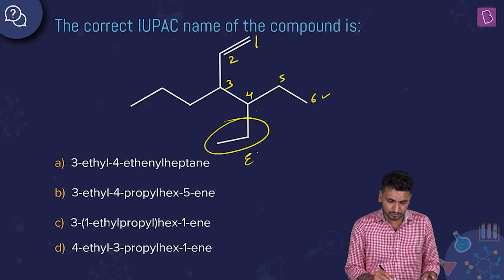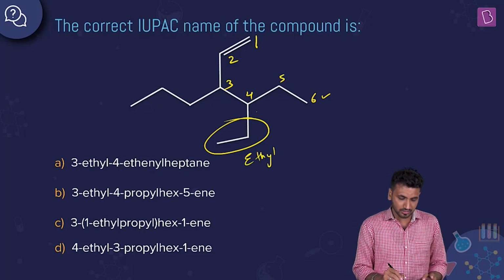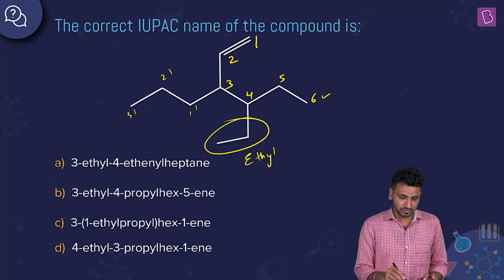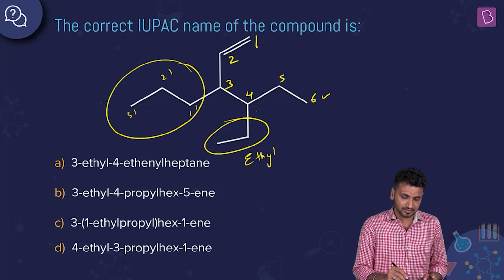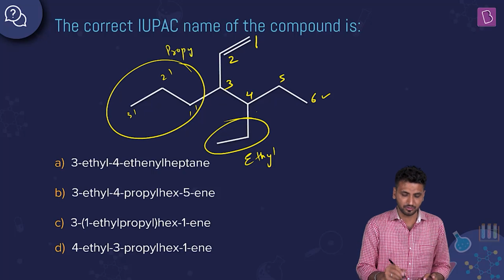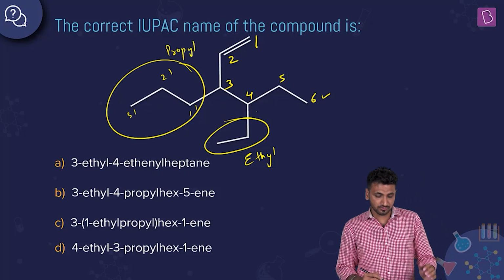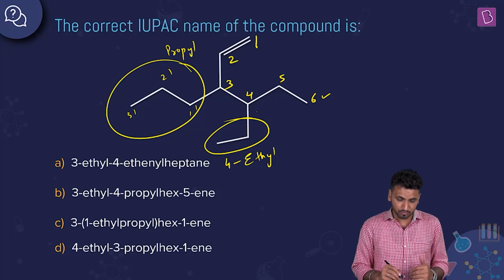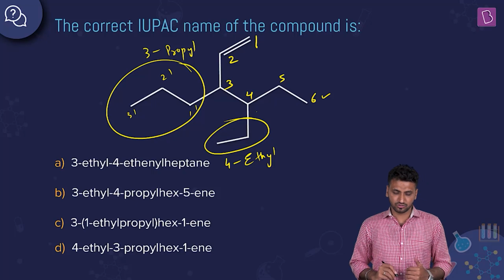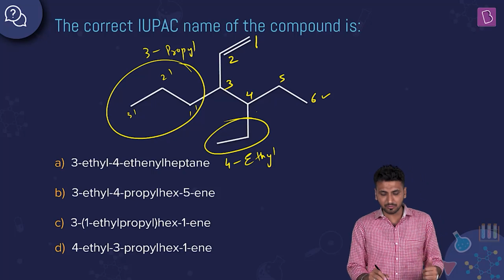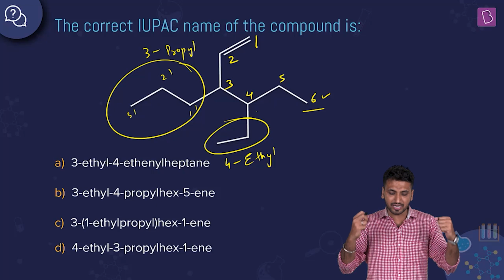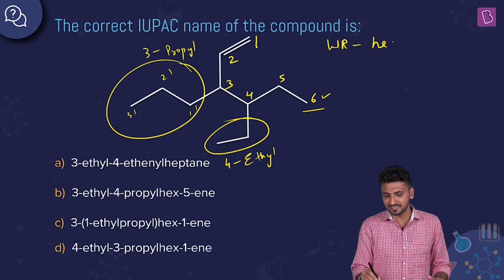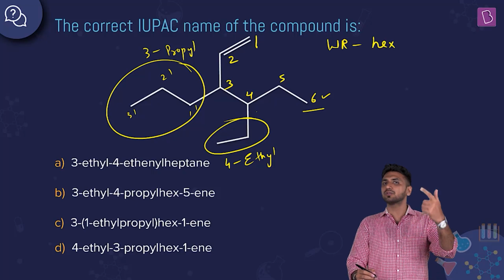This is an ethyl substituent, right? And this is 1, 2, 3. 1 prime, 2 prime, 3 prime. So this is your propyl substituent, right? Okay, fine. The location for ethyl is 4. It is at 4th carbon atom, and propyl is at 3. So the word root, the parent chain is 6 carbon atom long. So the word root will be what? This is like hex, and double bond is at location 1.